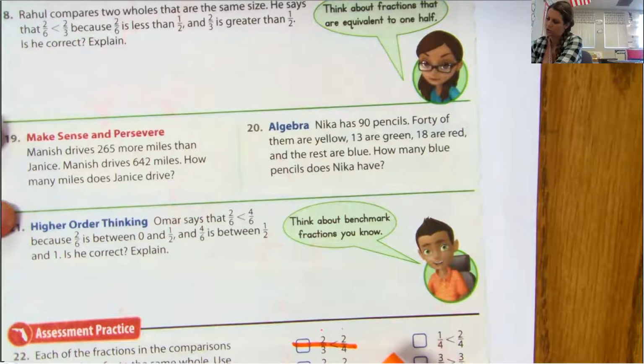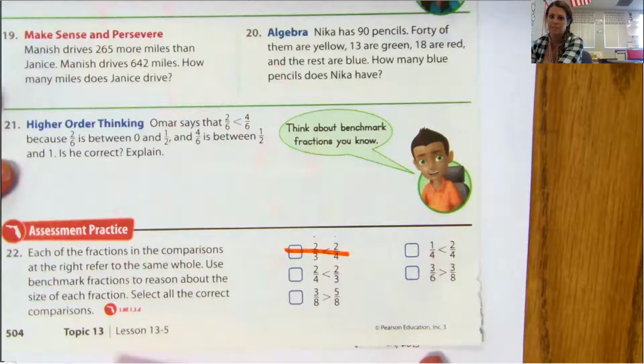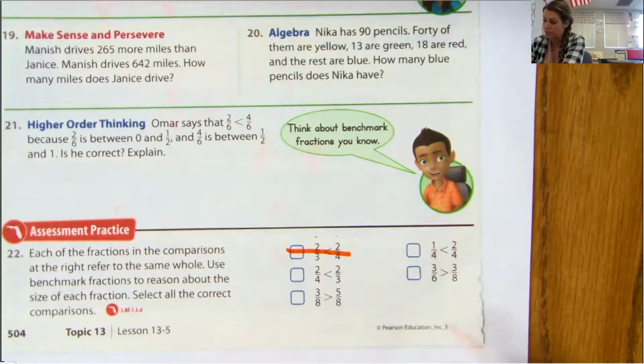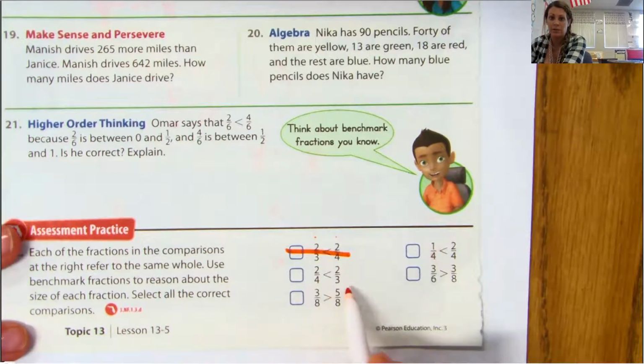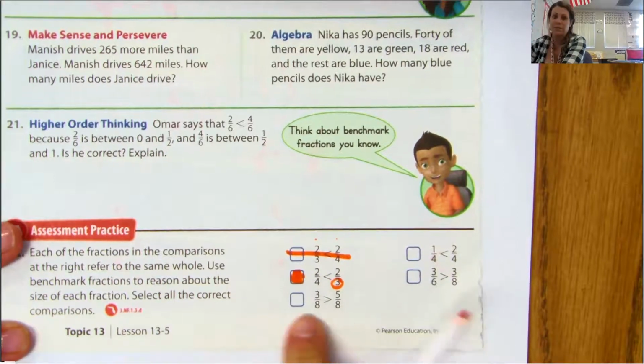Now they have 2/4. Oops, sorry. Is less than 2/3. They just flip-flopped them around. Okay. Numerator's the same. Look at the denominator. We actually pick the smaller denominator. That's the greater fraction. Would that one be correct? Yes.